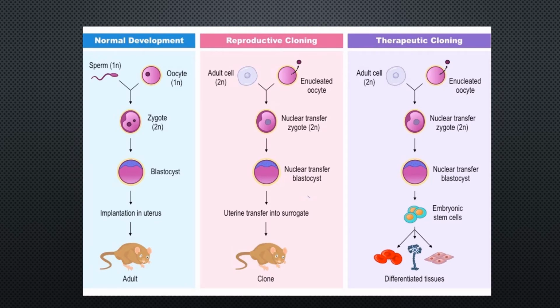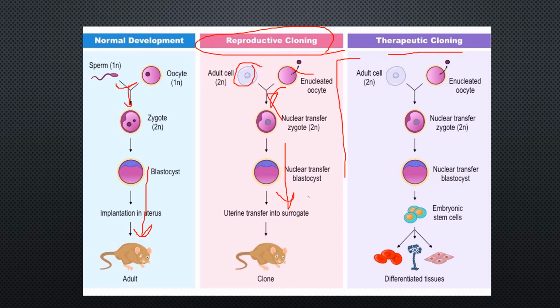So here we go. These are a few things to look at. In our normal development here on the left, we have sperm and egg come together for a zygote. They form what we call a blastocyst, which then divides and becomes an adult. In our reproductive cloning that we talked about before, we have our adult egg and our denucleated oocyte that come together, and the rest of it proceeds from there. Our therapeutic cloning or cell cloning is the same as reproductive cloning up to about the blastocyst.